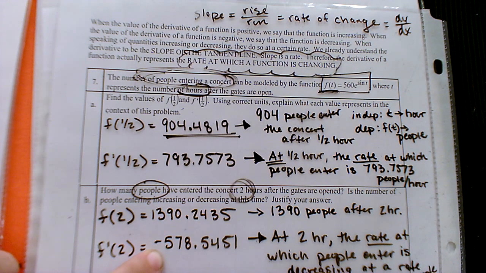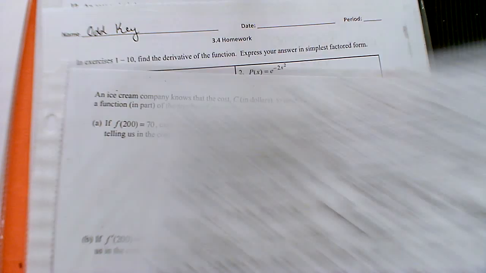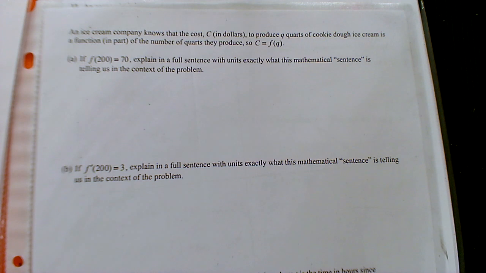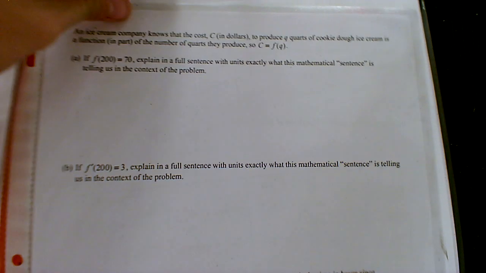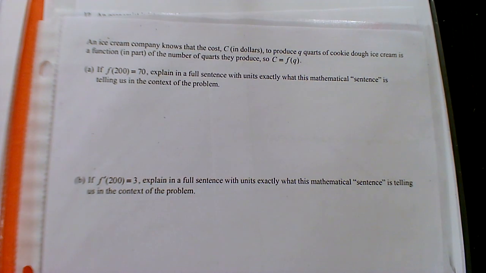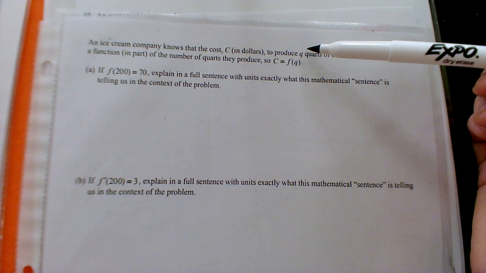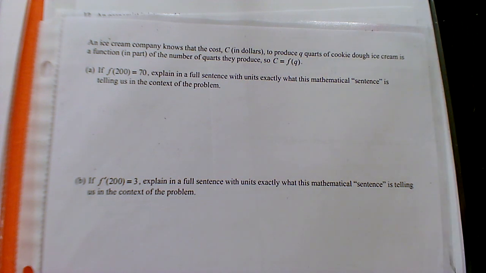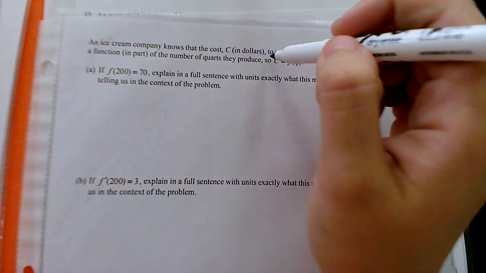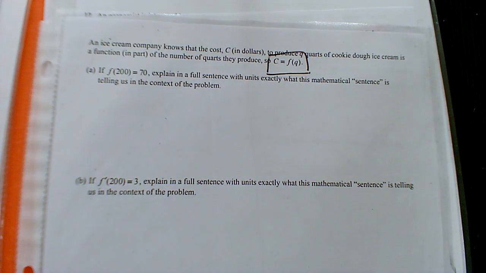Can we wrap our mind around that yet? All right. Let's go ahead and try some more. We're just getting used to identifying what these values mean. All right, an ice cream company, on the next page. An ice cream company knows the cost in dollars to produce Q quarts of cookie dough ice cream. That sounds good. All right, so C equals F of Q. It's a function of quarts. If F of 200 is 70, explain exactly what that notation means.